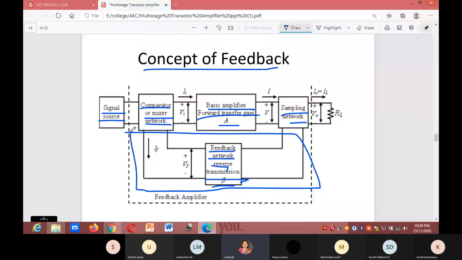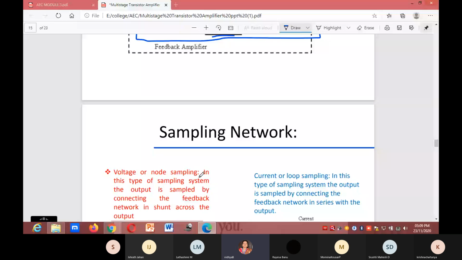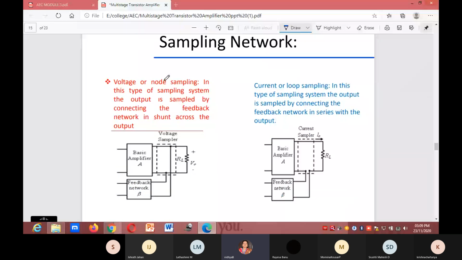In sampling, there are two types: voltage or node sampling, and current or loop sampling. In voltage or node sampling, the output is sampled by connecting the feedback network in shunt across the output. You can observe here the voltage feedback. The feedback is connected in parallel, or we call it shunt, across the output. It is connected in parallel with the output.